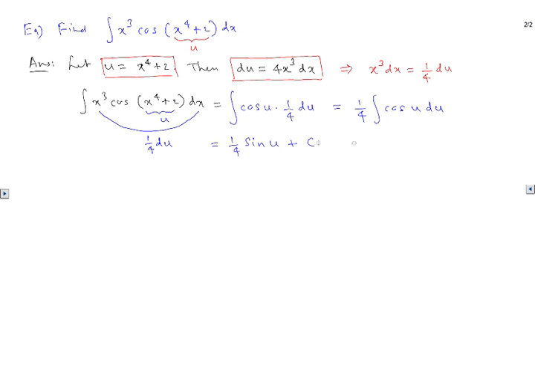Can you leave the answer in terms of u? No, we have to revert back to x. So what we can do, we can replace this one back from x. So it's going to be sine of x to the 4th plus 2, plus c. That's the answer. So you can see that it's very simple.